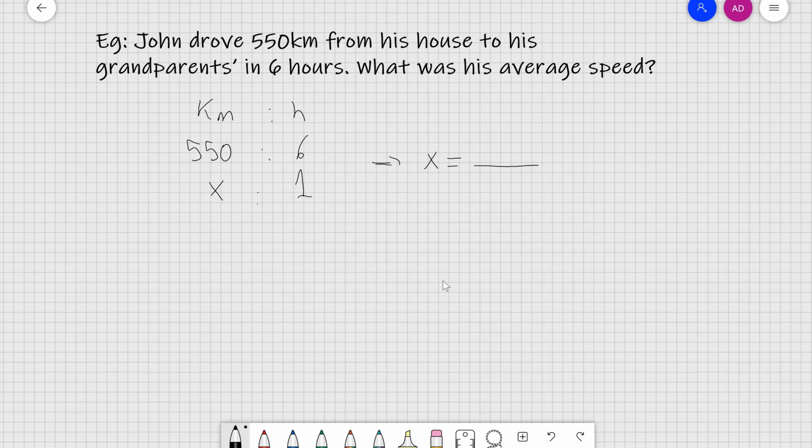X equals, which one is it? It's 6 here. 550 times 1 on the top. And again, you can just use a calculator or solve it approximately. 6 goes into 55 9 times, into 10 1 time, approximately 91 point something kilometers per hour.